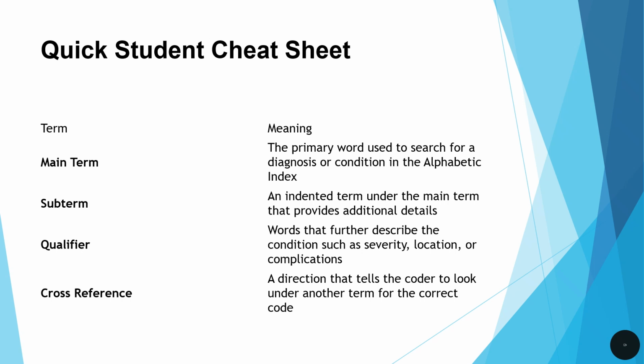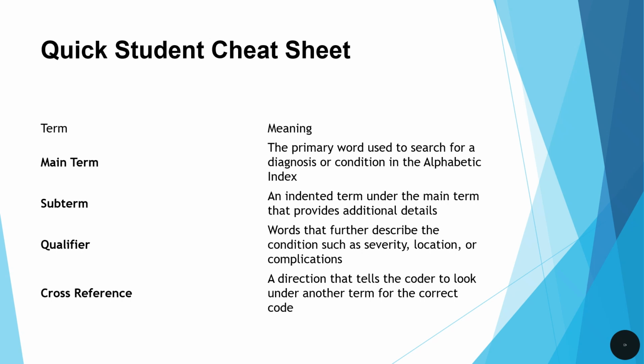So the main term is the primary word used to search for a diagnosis or condition in the alphabetic index. It's the first term you would use, okay? It's the term that's alphabetized. It is what you're going to use to start your search for the diagnosis code that you're looking for. You're going to start with the main term.